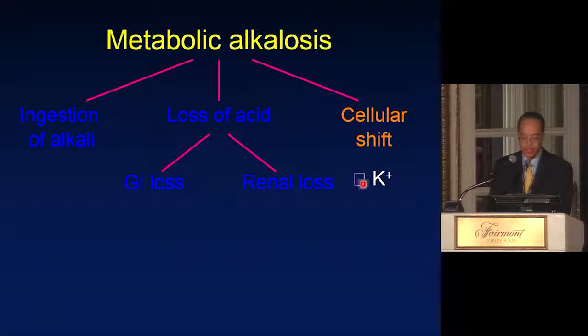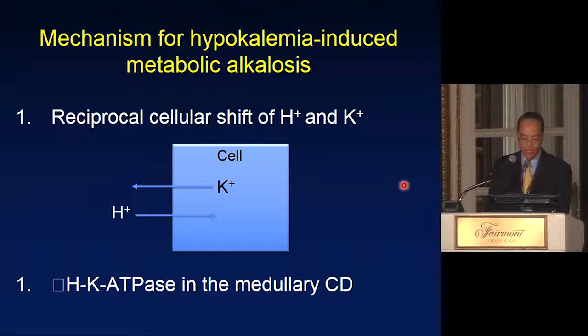Okay, and finally, cellular shift, just to remind you that hypokalemia itself also exacerbates metabolic alkalosis, and one reason is because it exchanges with hydrogen ions within the cell, so it shifts hydrogen ions from the blood into the cell, and it also increases the H-K ATPase in the medullary collecting duct, so it actually causes secretion of hydrogen ions in exchange for K retention.